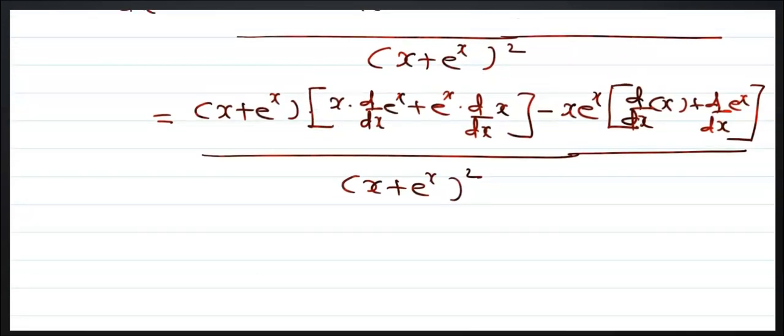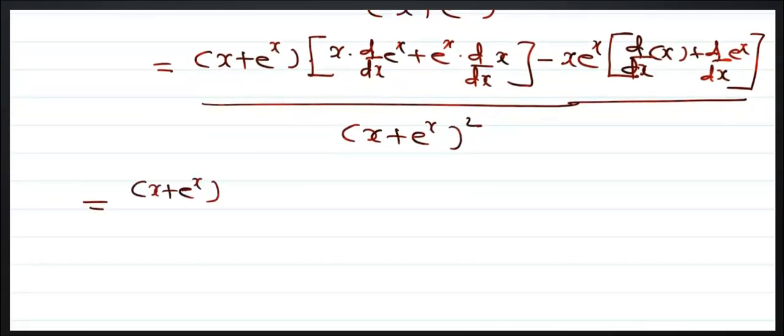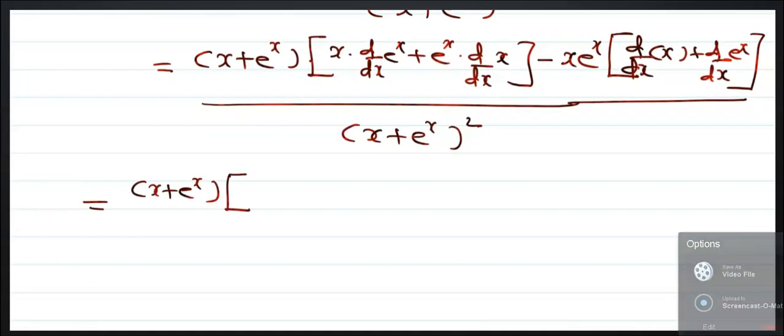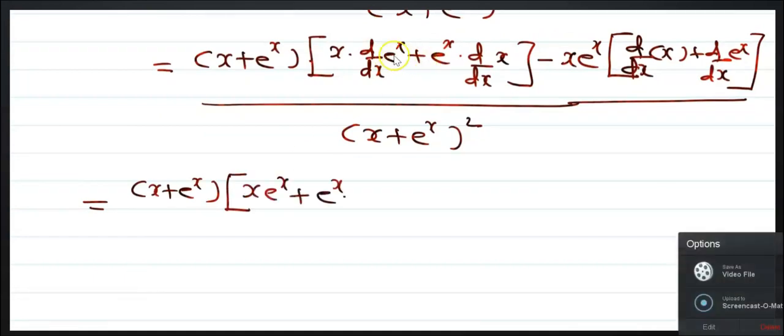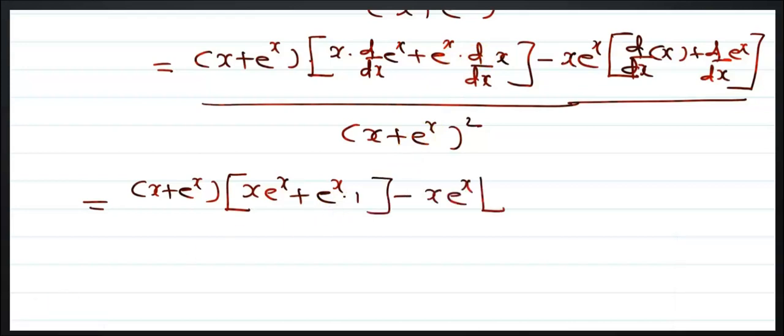x plus e raised to x bracket square. x plus e raised to x, e raised to x are derivative of e raised to x. Therefore x into e raised to x. Derivative of x is 1. 1 into e raised to x is e raised to x only here. Therefore it is written as e raised to x minus x into e raised to x.